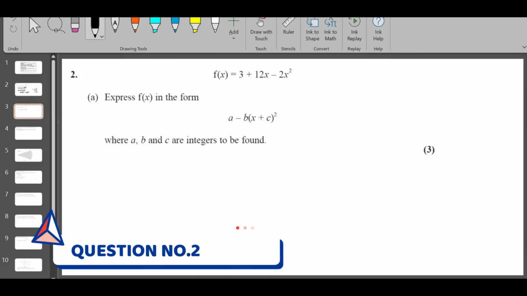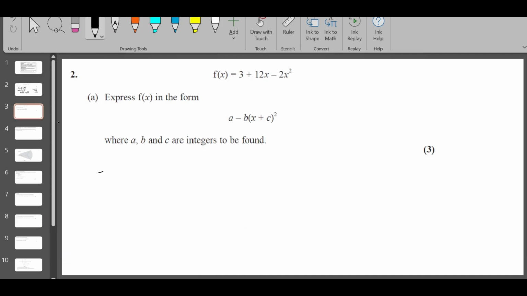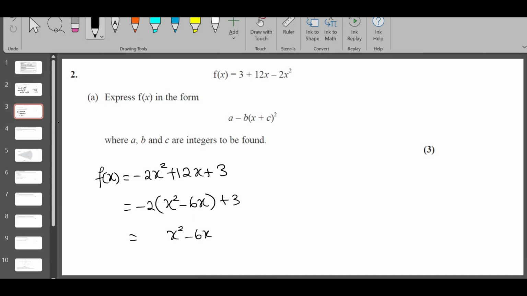Let's move on to question number 2, completing the square. I'm going to write f of x in the standard form first. Take minus 2 as a common factor from the first two terms. It becomes minus 6x because when you multiply it becomes positive 12x, right? And then half of minus 6 is minus 3. So you can write it as x squared minus 6x, minus 3 squared plus 3 squared. Sorry, plus 3 squared minus 3 squared. Put the minus 2 outside, plus 3.